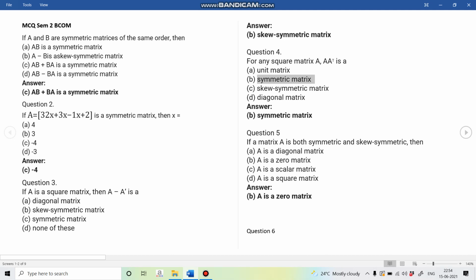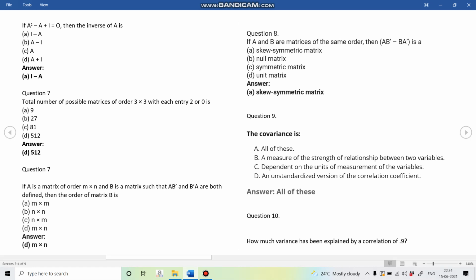Question number 5. If a matrix A is both symmetric and skew symmetric, then the answer is A is a zero matrix. Okay, A is zero matrix, answer is B. Then next page. Question 6. If A square minus A plus I is equal to 0, then the inverse of A is, the answer is 1 minus A.